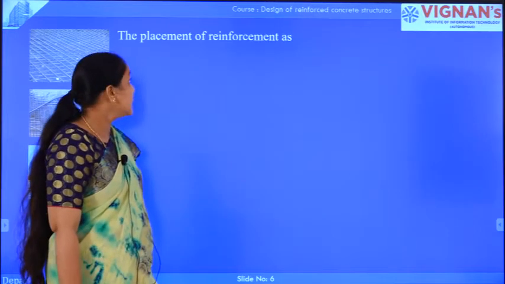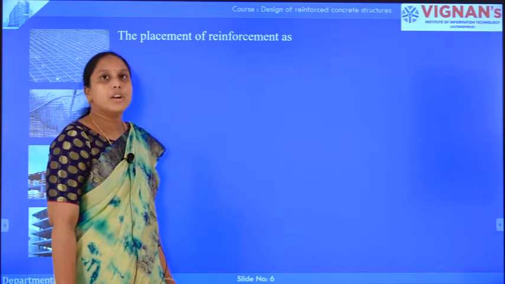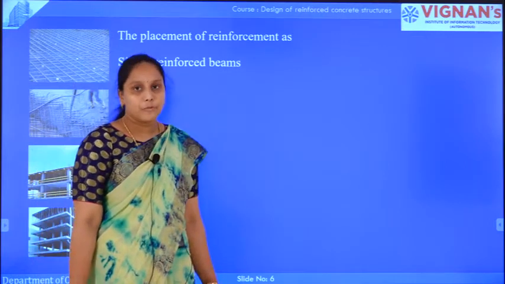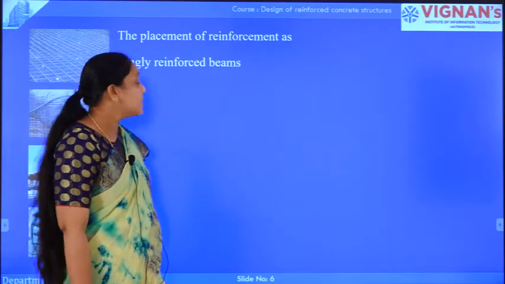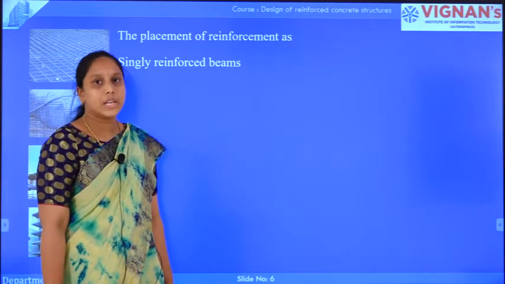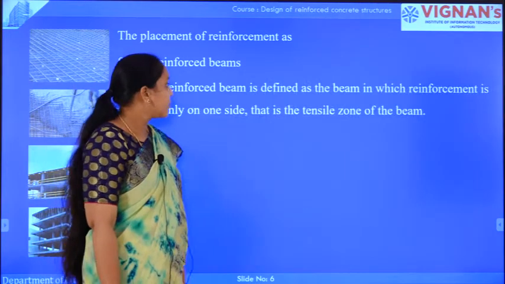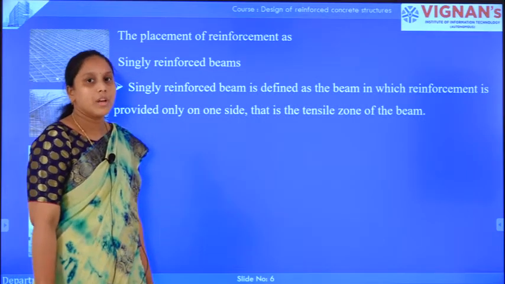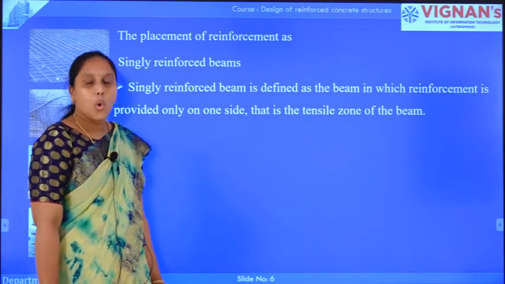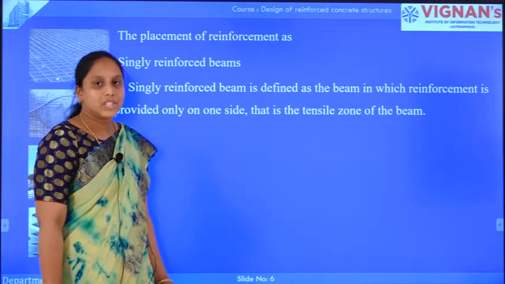Now, we will see the classification of the beams based on the placement of reinforcement. Based on the placement of the reinforcement, the beams are classified as singly reinforced beams and doubly reinforced beams. First, we will see what is meant by a singly reinforced beam. A singly reinforced beam is a beam in which the reinforcement is provided only on one side of the beam, that is on the tensile zone.